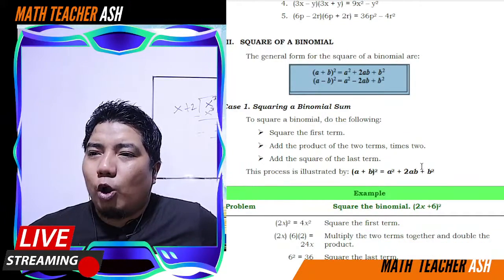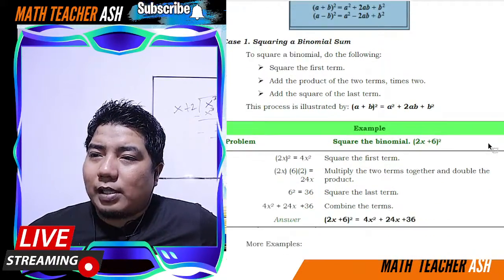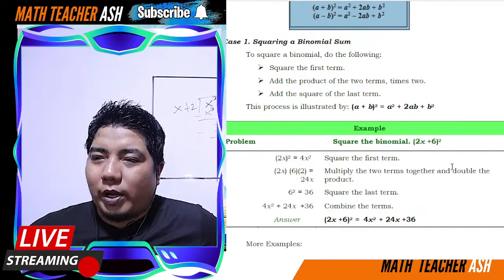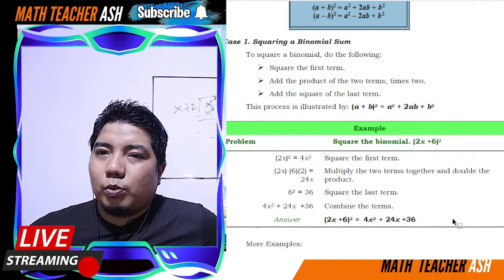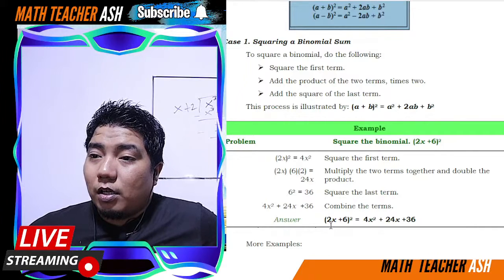Okay, next. We have here, case 1. Example ito, 2x plus 6 squared. So, of course, what you will do here is 2x plus 6.